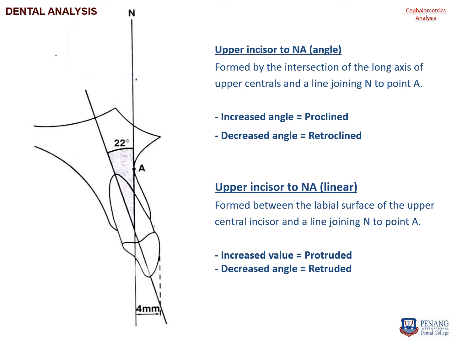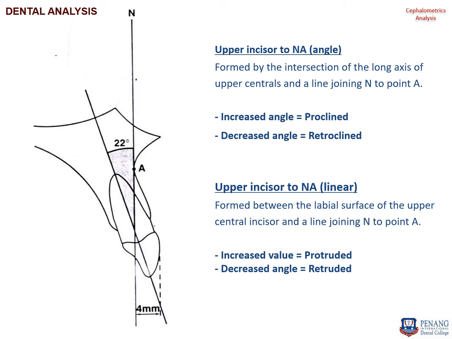The angular measurement is formed by the intersection of the long axis of the upper central incisor and a line joining nasion to point A. You can see it more clearly on the image on the left. An increased angle will show that the centrals are proclined, whereas a decreased angle will show that they are retroclined. All right, that is the angular measurement.